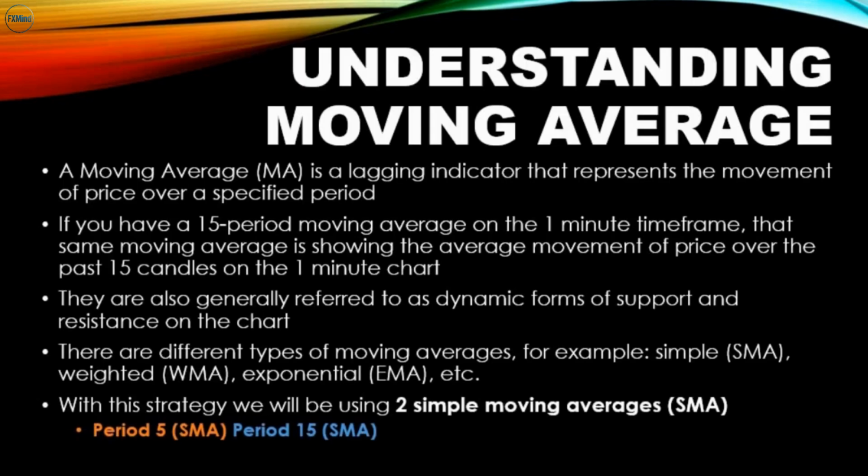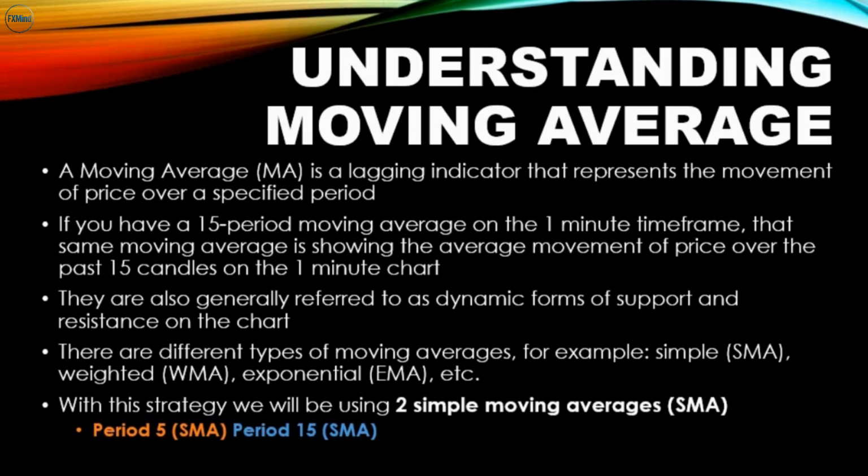Understanding moving averages. A moving average is a lagging indicator that represents the movement of price over a specified period. If you have a 15-period moving average on the 1-minute time frame, that same moving average is showing the average movement of price over the past 15 candles on the 1-minute chart. They are also referred to as dynamic forms of support and resistance on the chart.